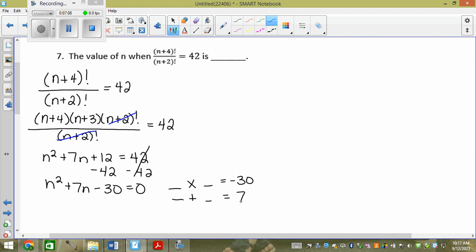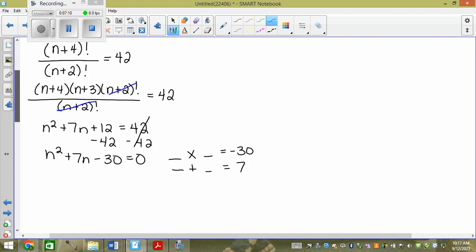All right. So, what multiplies to give me negative 30 and adds to give me 7? 10 and negative 3. 10 and negative 3. So I can go straight to brackets because it has a plus 1 in front of it. If it doesn't have a plus 1, I have to do decomp.